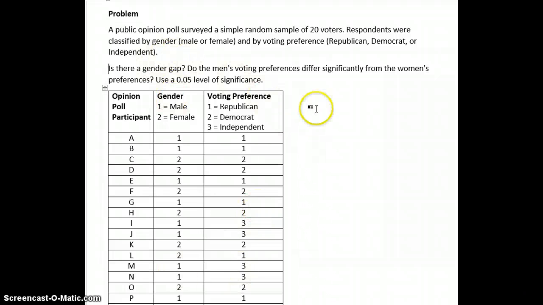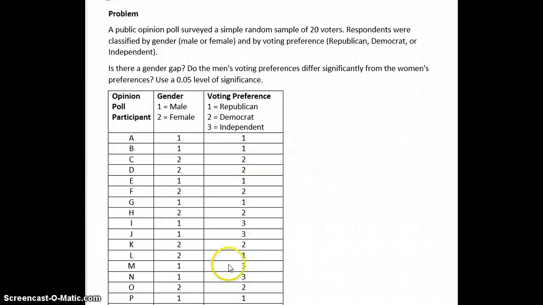The problem states, a public opinion poll surveyed a simple random sample of 20 voters. Respondents were classified by gender, male or female, and by voting preference, Republican, Democrat, or Independent. Is there a gender gap? Do the men's voting preferences differ significantly from women's preferences? Use a 0.05 level of significance.